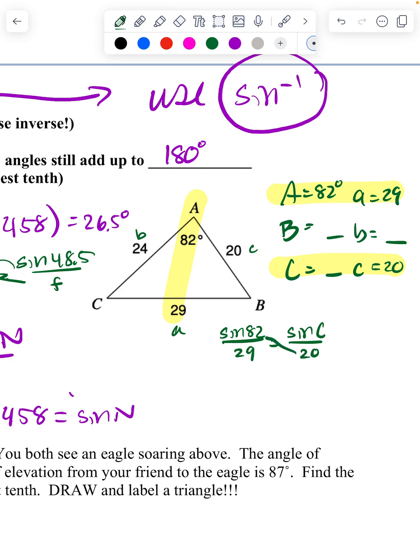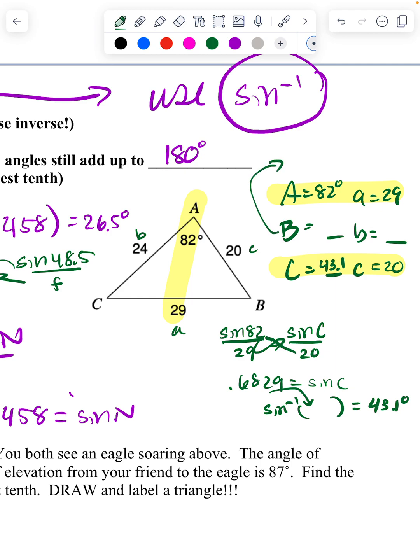Multiply these 2. So you always multiply the diagonal. Sine of 20 times the sine of 82. Close that out. Then divide by that 29 on the bottom. I get 0.6829. But again, that's equal to the sine of C. So my last move always has to be the sine inverse of that answer. So inverse sine of that 0.6829 is going to give me an angle measure of 43.1 degrees for angle C.